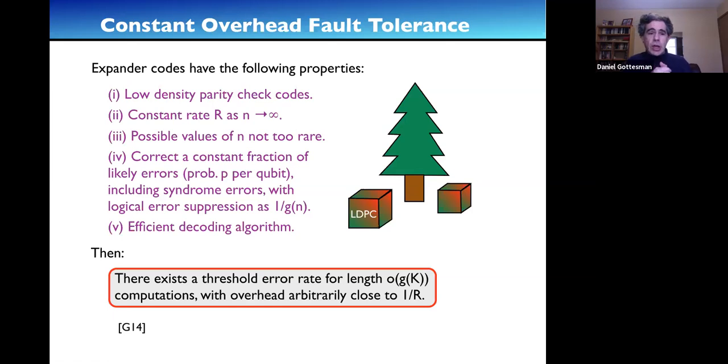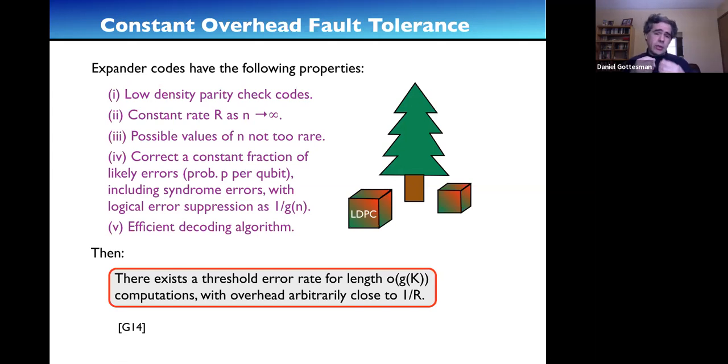Okay, so what's the upshot of that? Well, the upshot is that if you have a code with the following properties, so first of all, it has to be a family of codes that are low density parity check codes. They need to have constant rate R as n goes to infinity. So there are bigger sizes of code that get not necessarily better and better rates, but rates that don't get smaller and smaller. And the values of n that work for this code are not too rare, so that you can always find one of about the right size for your computation. And they're pretty good at correcting typical errors, even when there's syndrome errors. So in this robust error correction scenario.